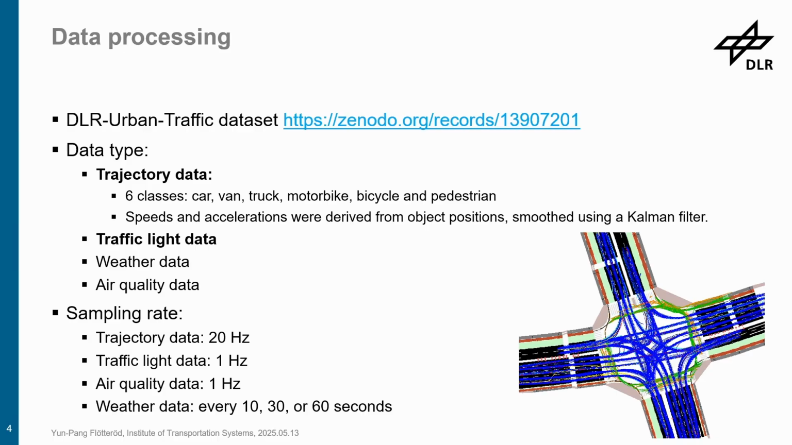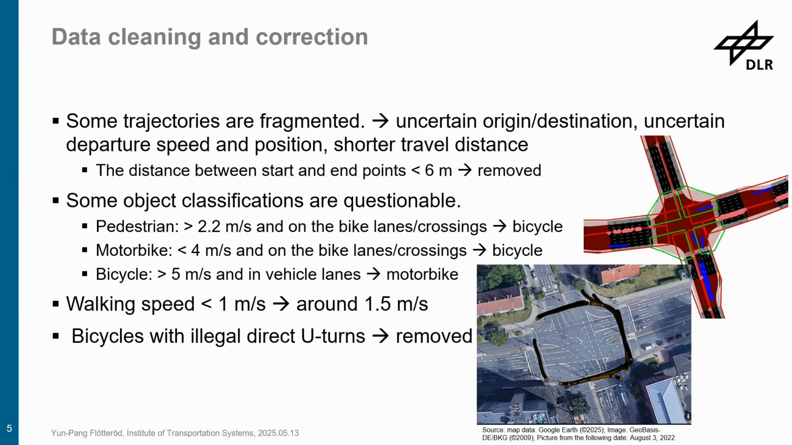Beyond the trajectory data, we also have traffic light, weather, and air quality information in this data set. All these data were collected at different sample rates. Trajectory data is every 0.05 seconds, and traffic light and air quality data is every second. Weather data is collected every 10, 30, or 60 seconds. Just like other trajectory data, even though we have very good coverage and different kinds of detectors, there is still a need to do some data cleaning and corrections.